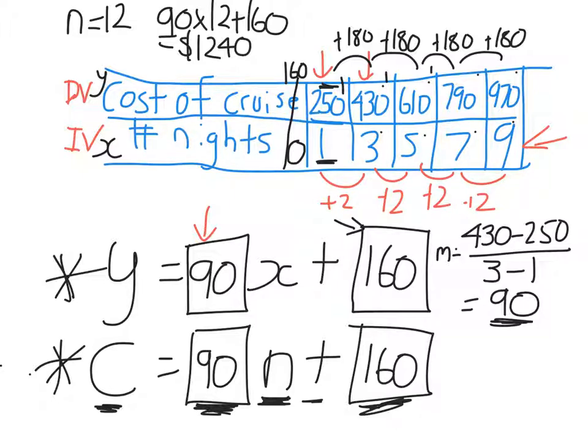Okay, so if you were to graph this function, you already know how to graph. I'll just draw a rough sketch. So of course, if the x value or the number of nights is 0, then the cost is 160, and this will be like a linear function like that. So after, say, 3 nights, it will cost you 430. Okay, so it'll just be a straight line because it's a linear function.